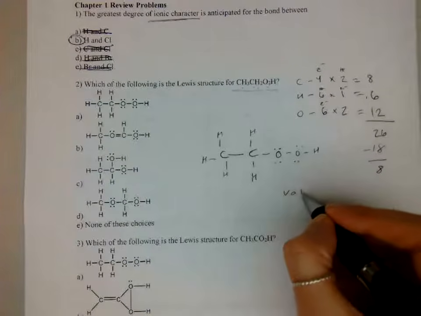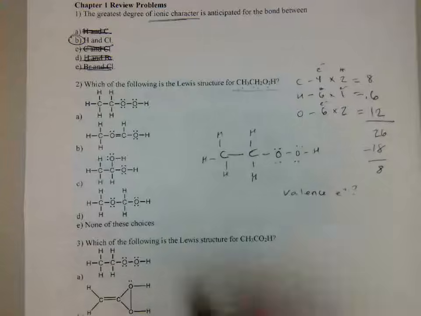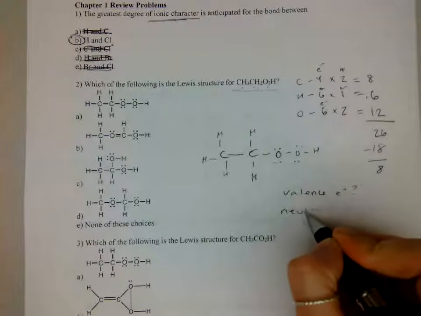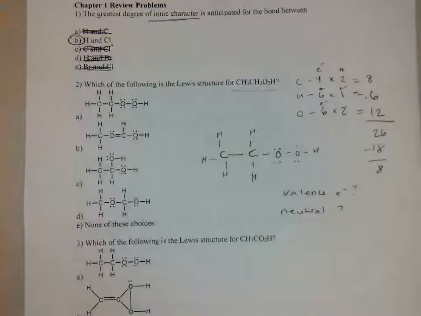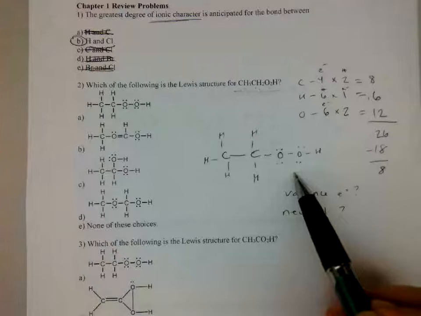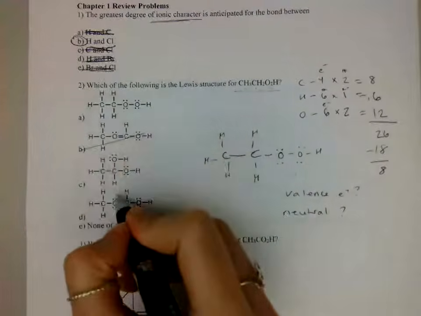So that's what I check for. Does everything have 8 valence electrons? Does everything have a neutral formal charge, if that's possible? If the answer to those questions is yes, that's probably a good indicator that that's the right structure. So the right answer choice is going to be whichever one looks like this. And I think that's answer choice A. Yeah, because this has a double bond here.